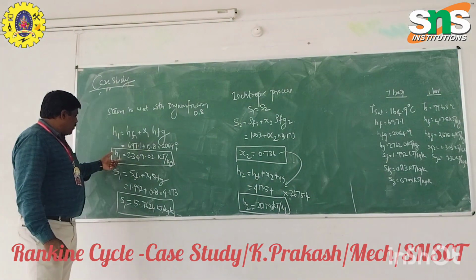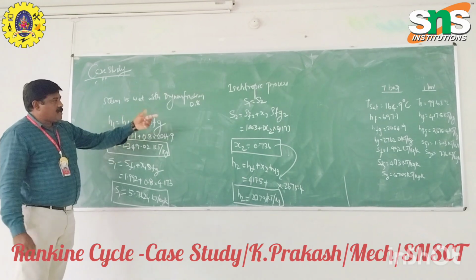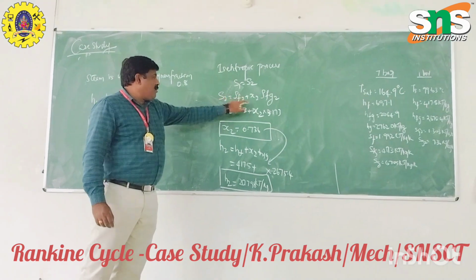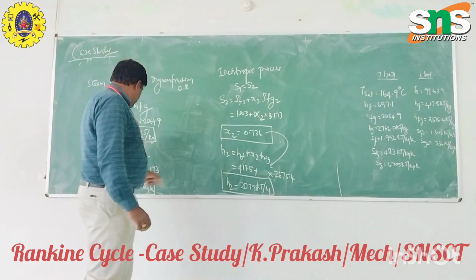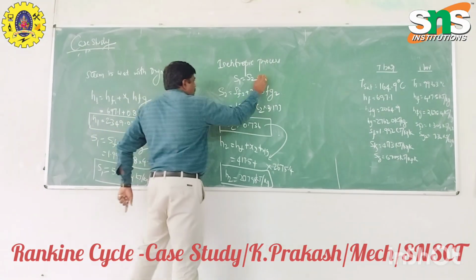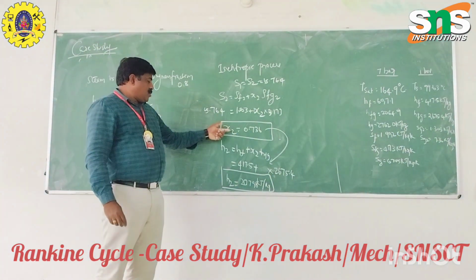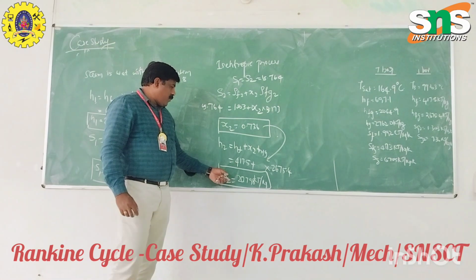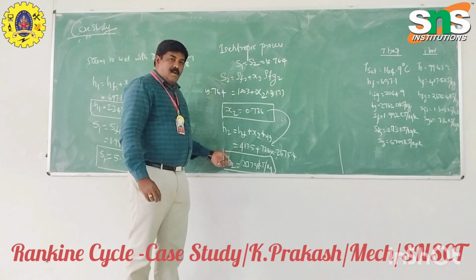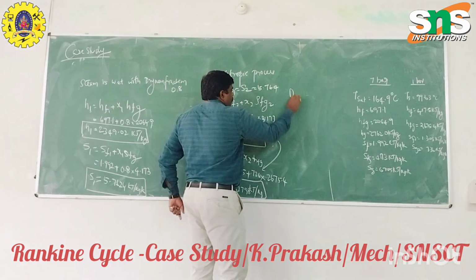So we have found the value of H1 by using this formula, and we also found the value of S1. Then, as the process is an isentropic process, we know that S1 is equal to S2. So we are using S2, and the value of S2 is 5.764. When we substitute, we get the value of X2, 0.736, and then we can get the value of H2. Now we are finding the efficiency of the Rankine cycle.